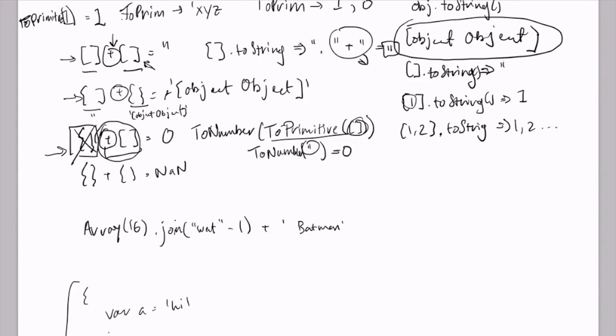So for this full operation, the first part is interpreted as a code block, so we essentially ignore it. The second part is unary addition on an empty array, which casts the array to an empty string and then casts that empty string to a number, which outputs 0, which is what we see in the video.